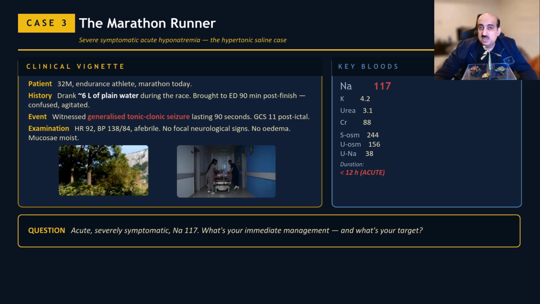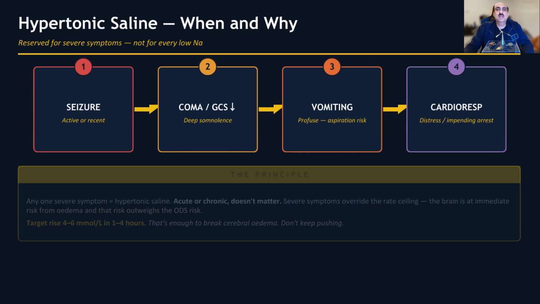So the duration is less than 12 hours. It's acute, and the patient is quite severely symptomatic with a seizure. And this is a classic textbook example of use of hypertonic saline. The use of hypertonic saline is reserved for severe hyponatremia symptoms.